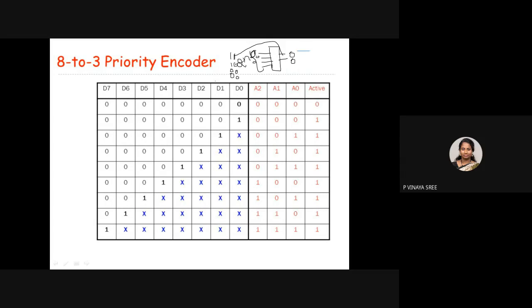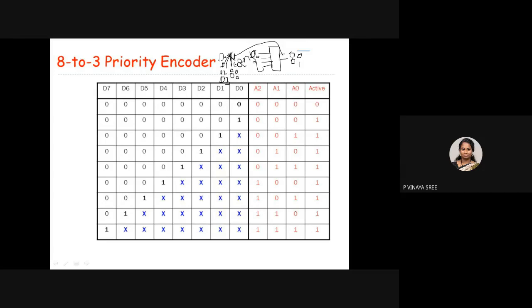But what happens if, at a particular time, instead of one input high, there are 2 inputs high? Let me consider D0, D1, D2, D3. In this, D2 and D3 are 0, and D0 is 1 and D1 is 1. So which one will be considered as output according to priority encoder? D1. So you will be getting output 0, 1. This D0 will be considered as don't care.